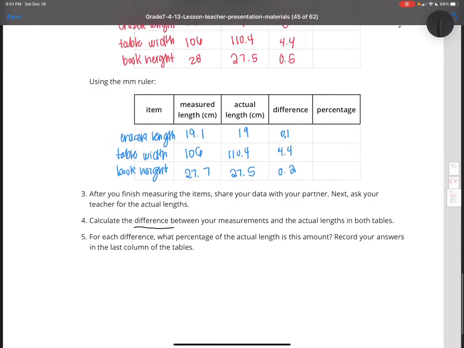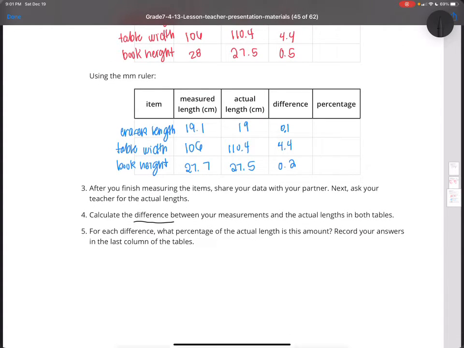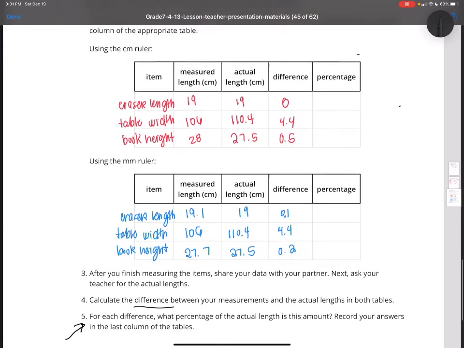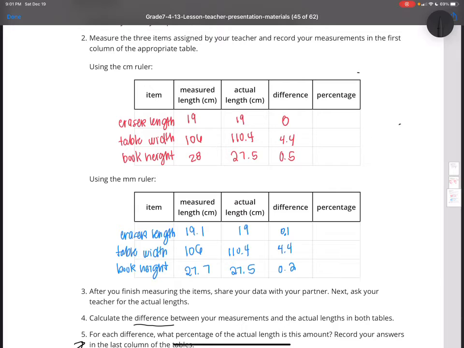And it says find the percentage. So we're going to be doing number 5, which says find the percentage. And it says, what percentage of the actual length is this amount? Record your answers in the last column of the tables. Okay, so it wants us to find the measurement error or the percent error. The difference will be the numerator because that's the actual mistake.